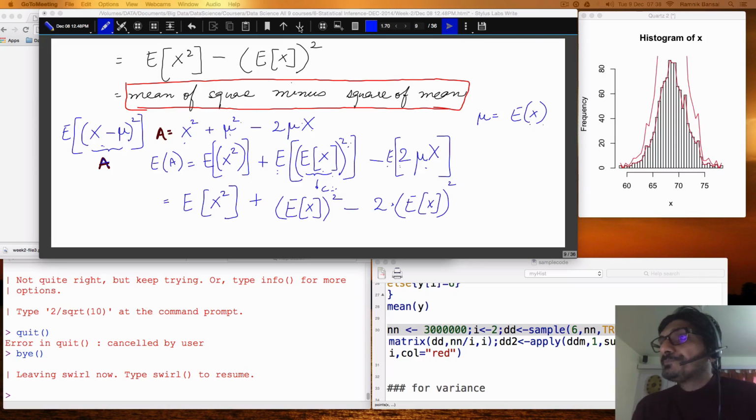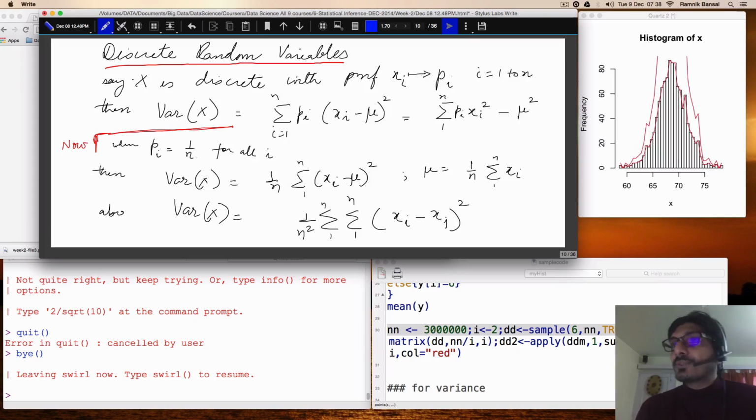So now let's look at discrete random variables. Say x is a discrete random variable, where for each value xi the probability is pi, such that i is equal to 1 to n. Then the variance of x would be given by what?